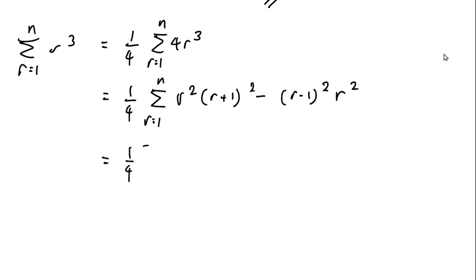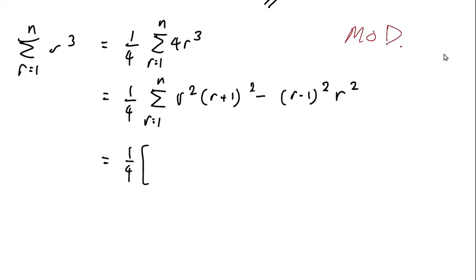We get 1/4 multiplied by the sum of the first term minus the sum of the second term. So the sum of r squared times (r plus 1) squared, r equals 1 to n, minus the sum of (r minus 1) squared times r squared. Actually, at this stage, I realized, oh no, I shouldn't do that. That won't help me. Why? Because I see that there's a subtraction here, and immediately along with a sum, so immediately I can think of the method of difference.